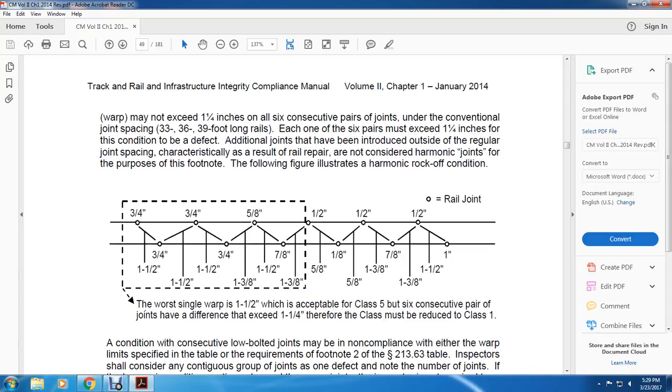The worst single warp of 1/2 is acceptable to class 5, but 6 consecutive pairs of the joints must have a difference of 1 1/4 inch before the class may be reduced to class 1. 3/4, 1/2, 3/4, 1/2, 3/4, 1/2, 3/4, 5/8 of an inch, 3/4, 1 3/8 of an inch, 5/8 of an inch, 1/2, 7/8, 1 3/8 of an inch, and 1/2.